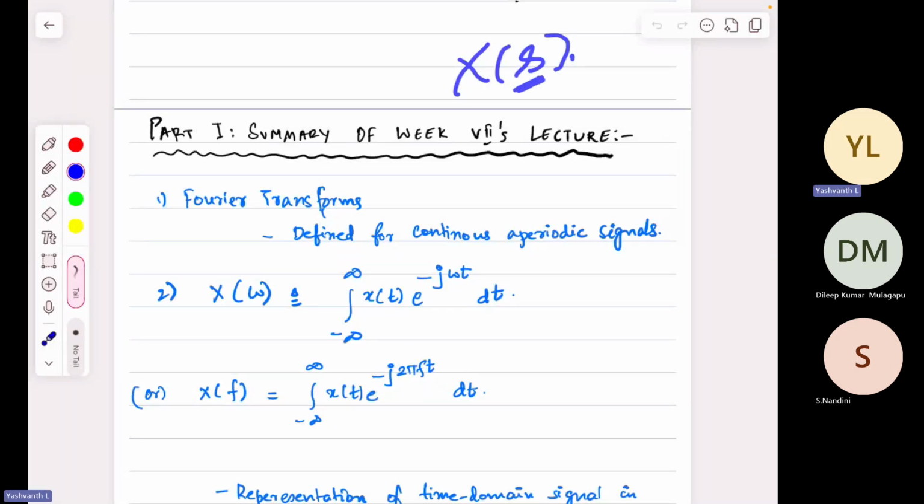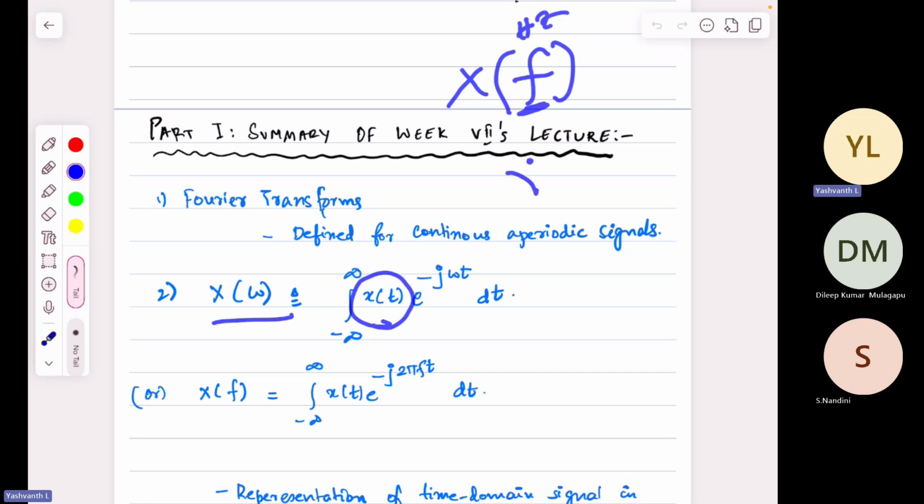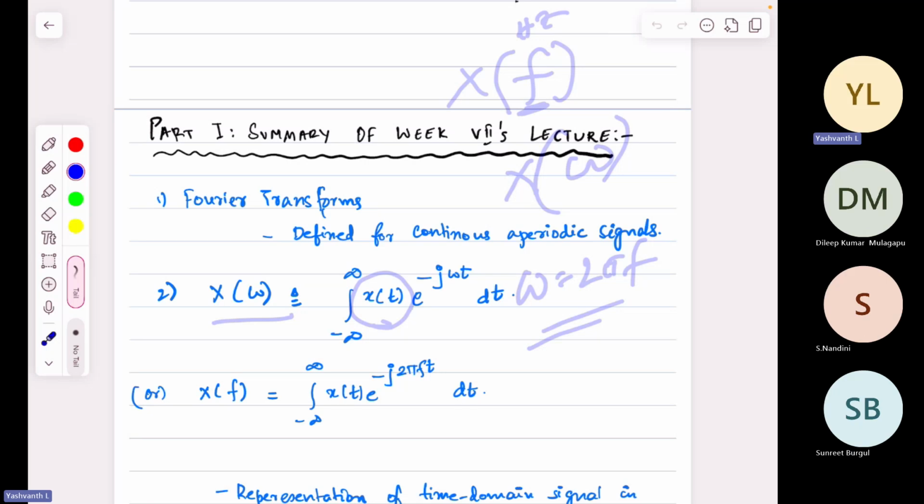Similarly, instead of the Laplacian domain, if you represent the same signal x of t in the frequency domain, that is called Fourier transform. It's x of f, where f is the actual frequency in hertz, or you can say angular frequency, x of omega, where omega is related as 2 pi f. Both are synonymous, both are equivalent. You can always establish equivalence between two domains.